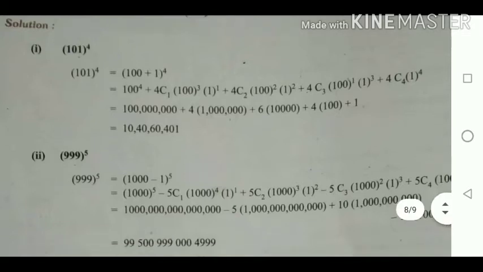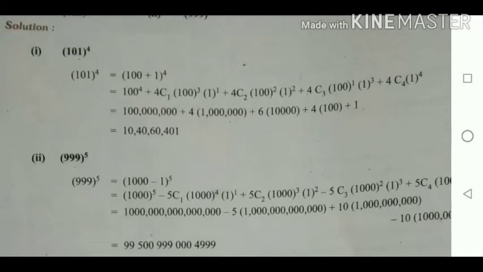So 100 power 4 is nothing but 4 2s are 8, 8 zeros are coming. Here 100 has 2 zeros. So 100 power 4 is 4 2s are 8, that is 8 zeros are coming. 100 power 3 means it is 6 zeros, 2 3s are 6. And 100 power 2 means it is 4 zeros. 100 power 1 means it is 100. After simplifying, we are getting the answer 10 crores 40 lakhs 60,401.